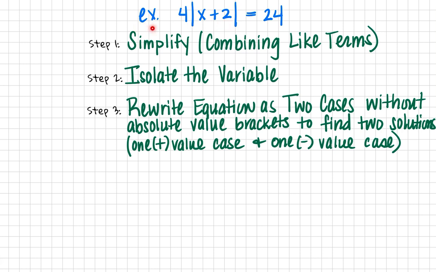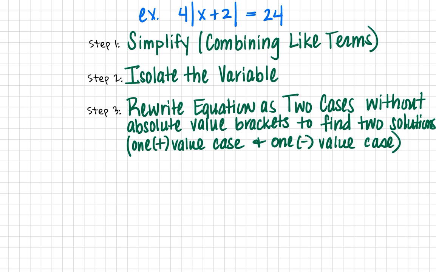So I'm going to start with the first example, and I have an example of 4 times the absolute value of x plus 2 is equal to 24. The steps that you'll want to always follow is see if you can simplify it. Number 1, combining like terms, using the distributive property, things like that. Then you're going to want to isolate the variable. The variable is always going to be inside the bracket, either by itself or with another known value, number value. And then step 3, we're going to rewrite the equation as two cases without absolute value brackets to find two solutions. You're going to have one with a positive value case and one with a negative value case. So let's solve this problem that's at the top.